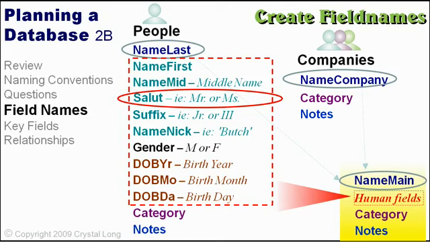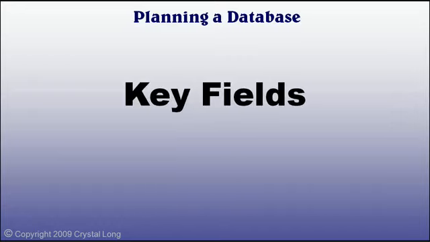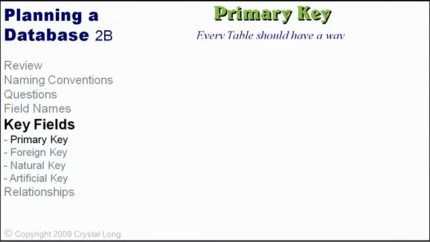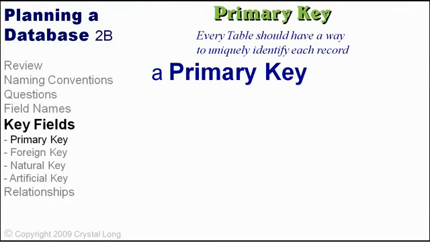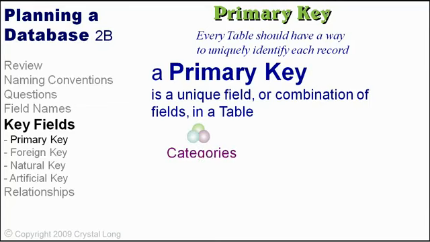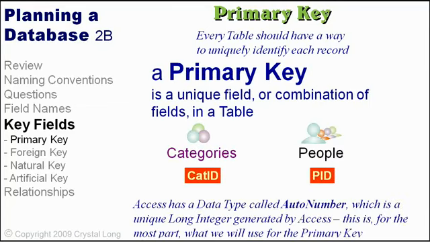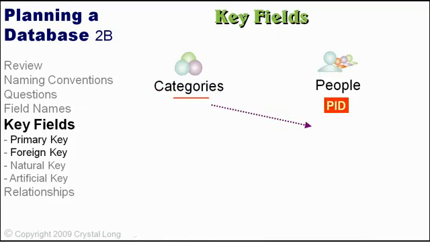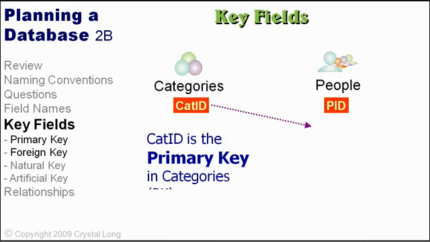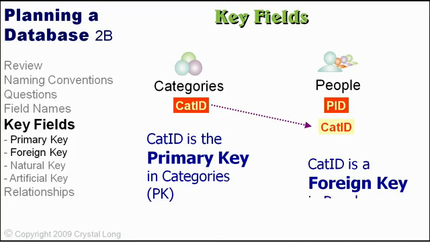Every table should have a way to uniquely identify each record. A primary key is a unique field or combination of fields in a table. Access has a data type called AutoNumber, which is a unique long integer generated by Access. This is, for the most part, what we will use for the primary key. In the Categories table, Cat ID is the primary key. In the People table, Cat ID is a foreign key.